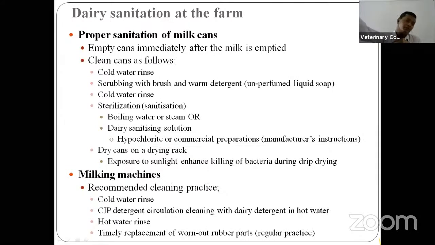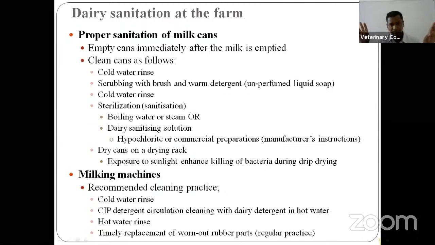Now I want to use it. Before using, don't use these cans like this, even though this has already been done. At least give one steam or hot water rinse before using it the next time. If you follow this, your problems with respect to microbial contamination from these milking equipments are solved.